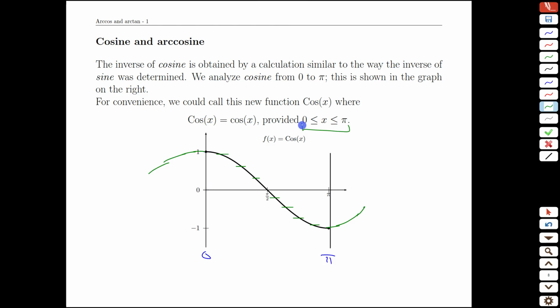Notice it's a bit awkward in the sense that this interval is not the same interval as we had for the sine function. That was negative pi over 2 to pi over 2. It's just the nature of these graphs. We want a stretch closest to 0, because we like that, where the function is invertible. So for cosine, the interval that we choose is 0 to pi.